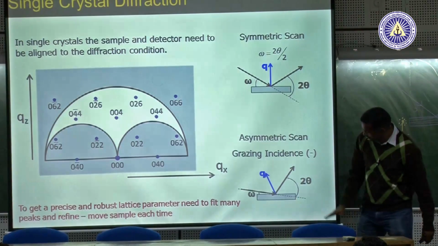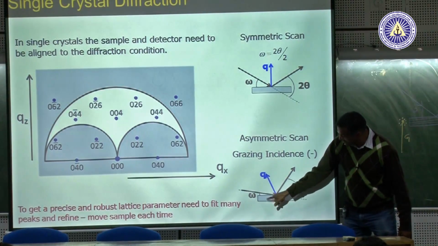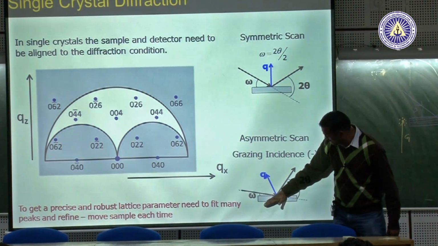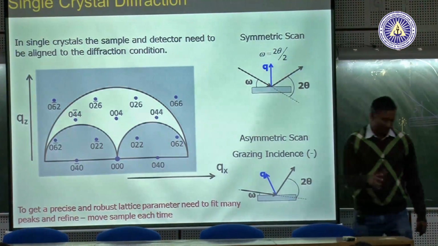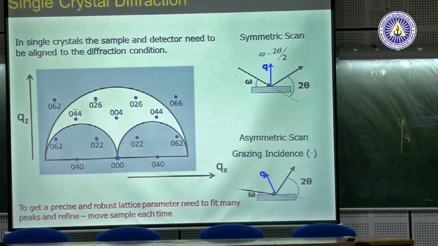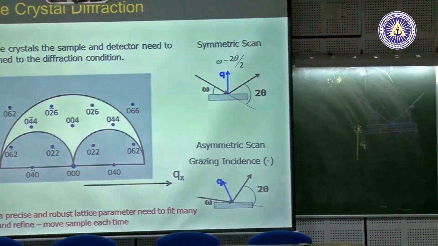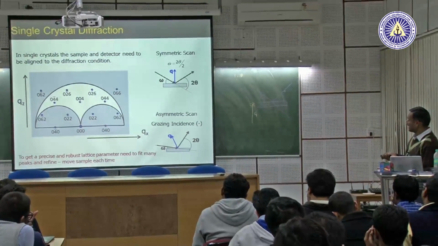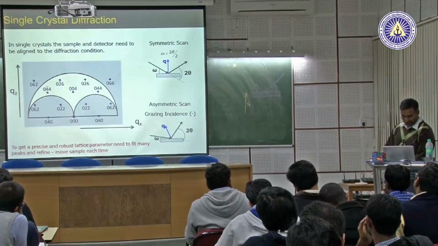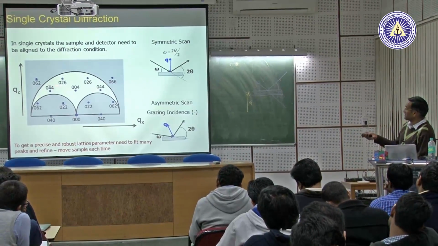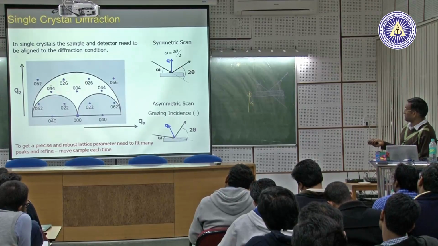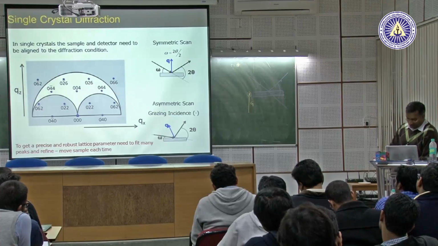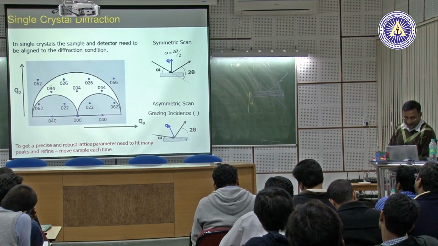The moment you go to this geometry, you no longer satisfy the Bragg condition for the surface planes. You satisfy the Bragg condition for the planes which are inclined to the surface, and this kind of scan is called an asymmetric scan. I will come to that in a little more detail later on. So, to get many more scans you need to fit many more peaks which lie within this reciprocal space. For example, for this particular sample you have only 5 choices of peaks, and you can only investigate these 5 peaks.